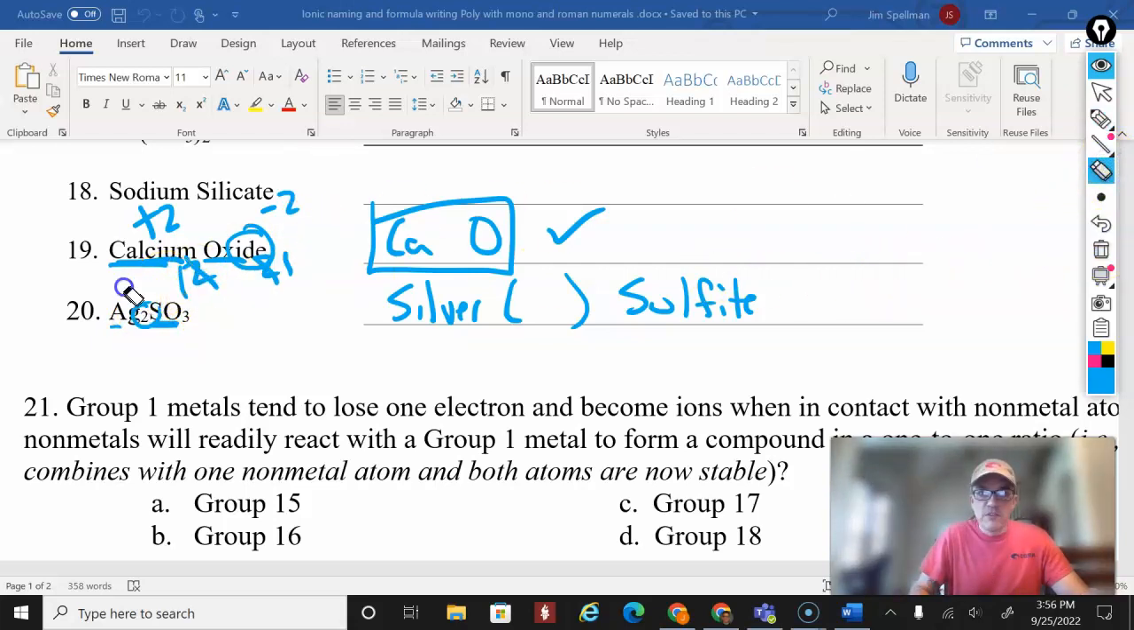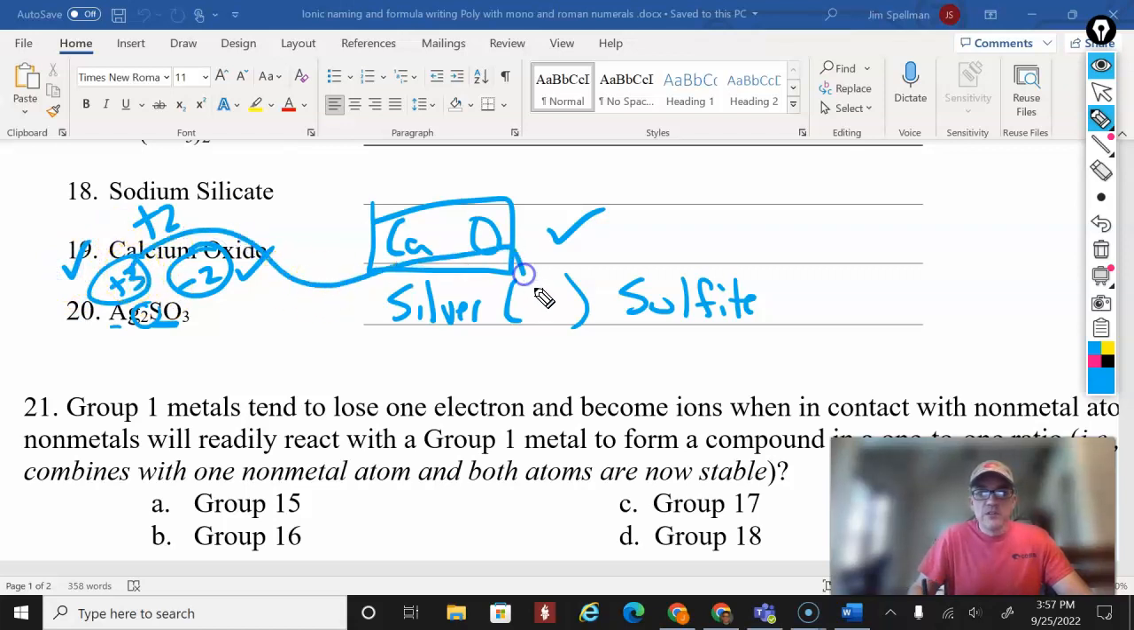It's getting a little messy. The 2 is going to end up here. The 3 is going to end up there if we reverse crisscross. Double check on your chart to see if that is sulfite's charge, which it is. If that is sulfite's charge, then that is silver's charge. And then this is the number that's going to go into the parentheses. 1, 2, 3, silver 3 sulfite.